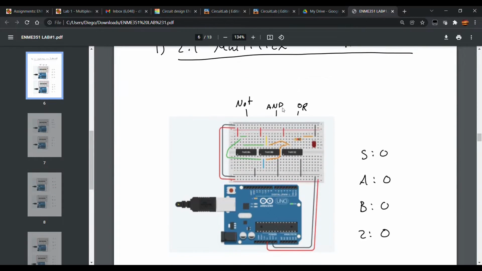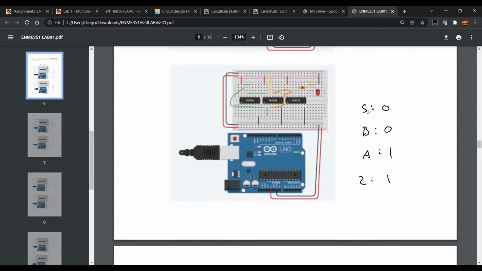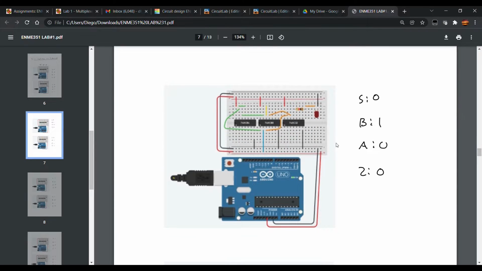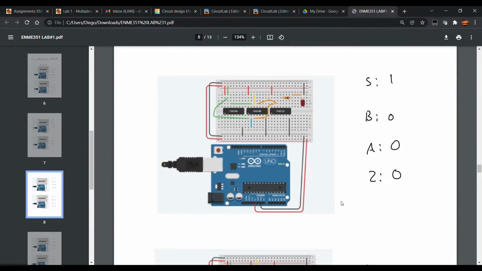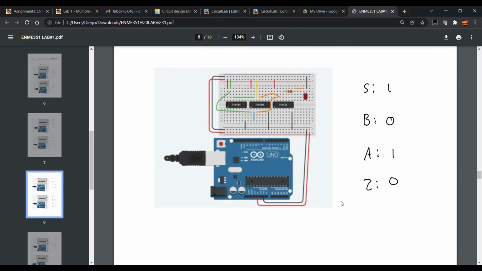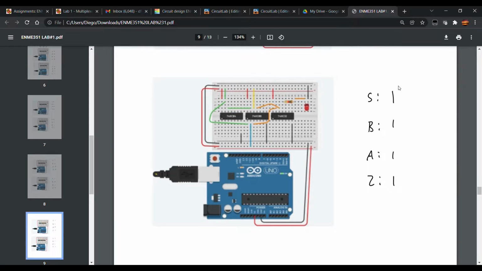So we have our NOT gates, our AND gates, and our OR gates, and if all of them are low, we get a low output, and you can see here the light is off. If we have our selector on low and our input A high, we still have a high output, and the light is on here. And then these are the following combinations. And as you can see, if all of them are on, then we also have a high result.